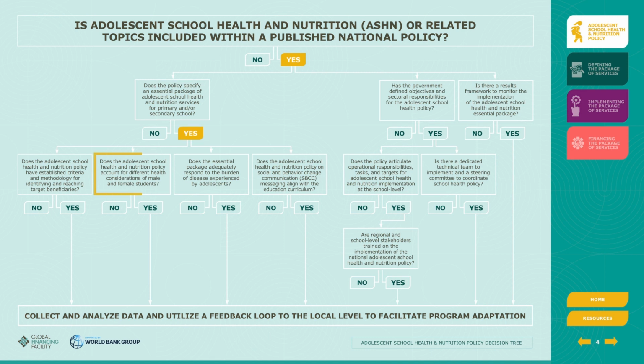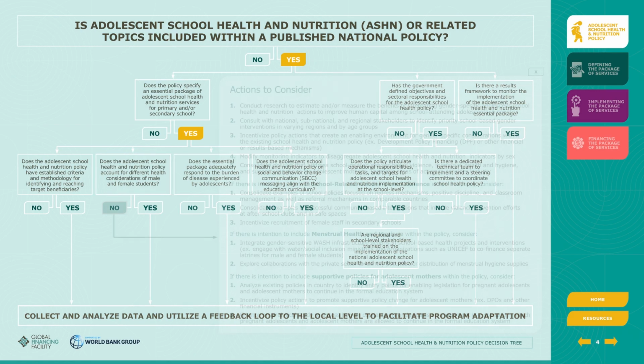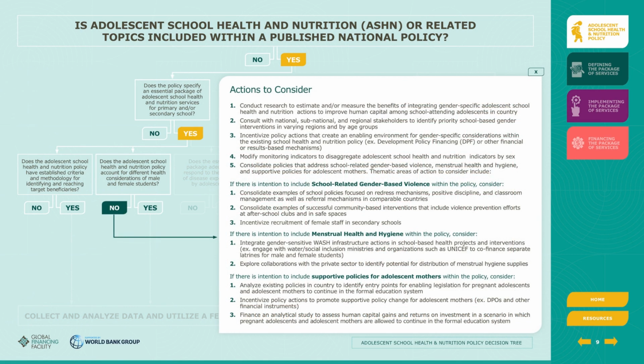Because the government of Caledonia is prioritizing adolescent girls, you check whether the school health and nutrition policy accounts for the different health needs of male and female students. You conclude that the policy does not include language on gender-specific health considerations in its basic package of services.